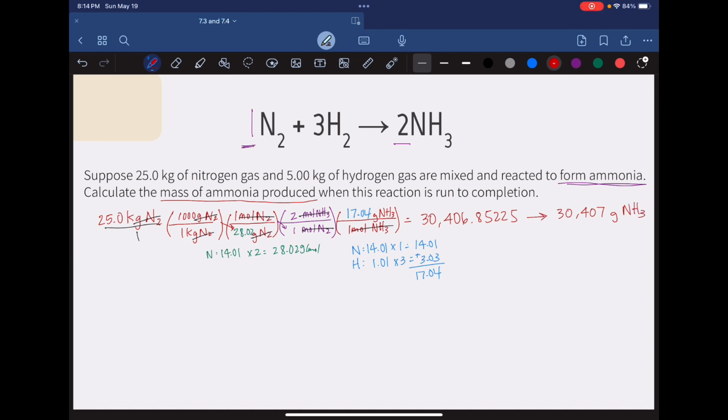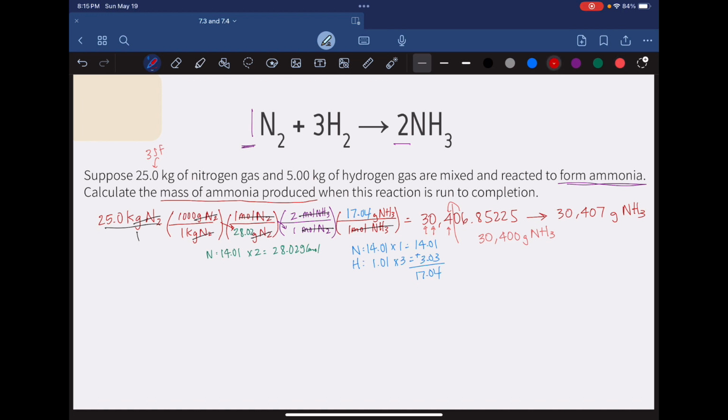If you wanted to round to sig figs instead, I'll write this in a lighter color. 25.0, this is 3 sig figs. And so to round this to 3 sig figs, the 3 counts. This is a captive 0. That 4 will count. That 0 will not round up that 4. So you could say 30,400 grams of NH3, which is ammonia. You think you're done, but you're not done yet.